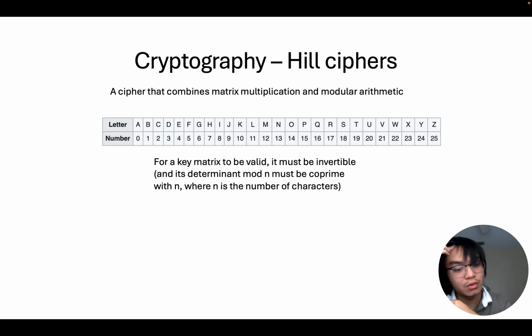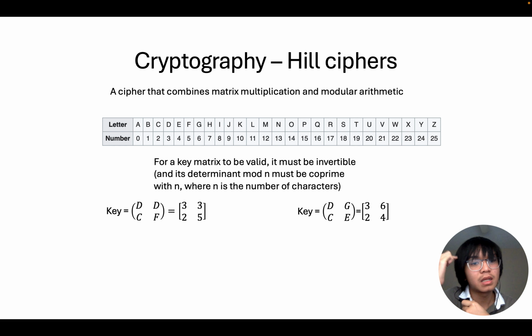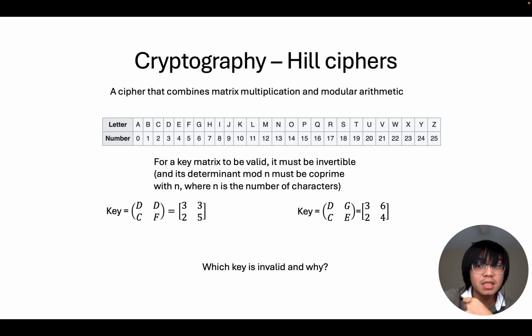Now let's go into choosing a key matrix. For a key matrix to be valid, it must be invertible, and its determinant mod n must be coprime with n, where n is the number of characters. But this is a linear algebra class. I'm not going to bore you with modular arithmetic, and we don't really need to go into it. Just assume that the condition for that part is always met. Now we go into two different potential keys. Let's say we had this key, [[3, 3], [2, 5]], and this other key, [[3, 6], [2, 4]]. My question is, which key is invalid and why?